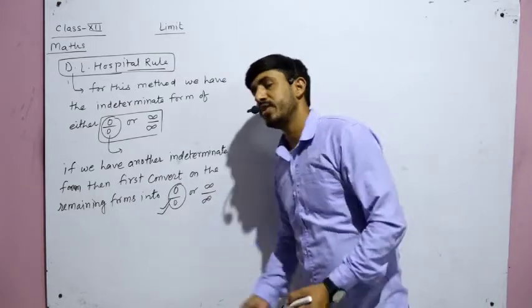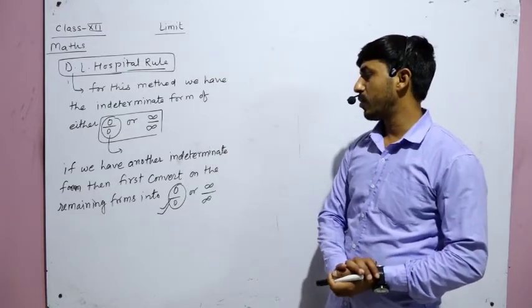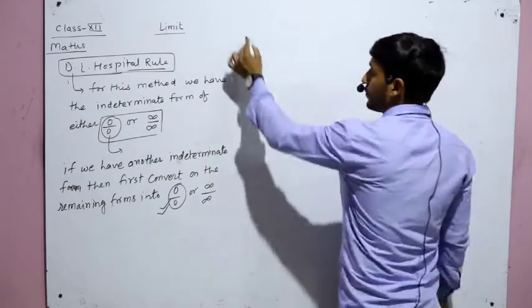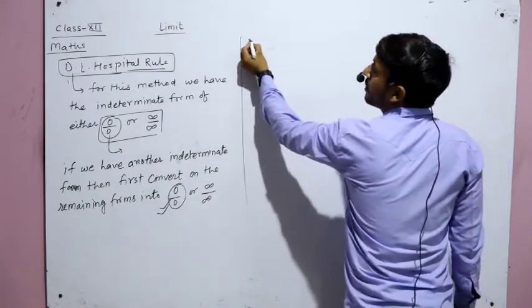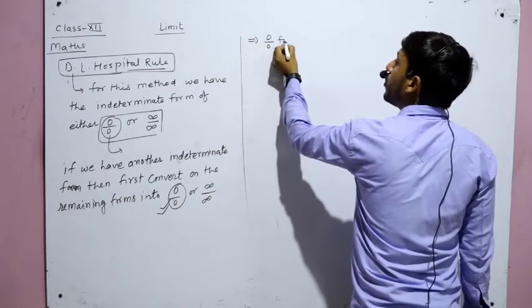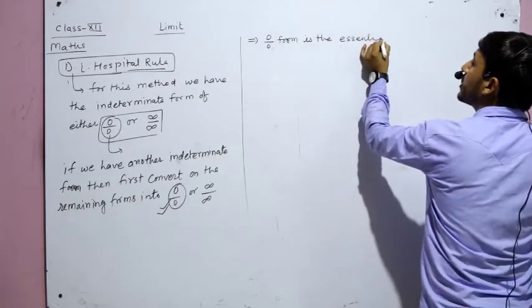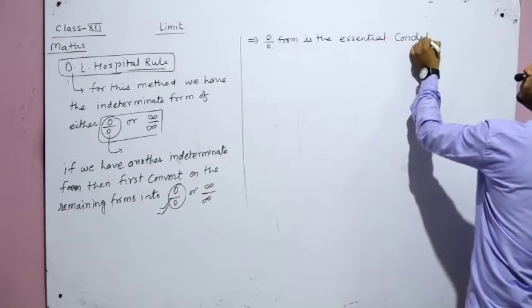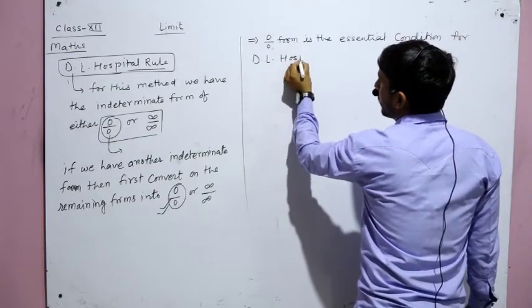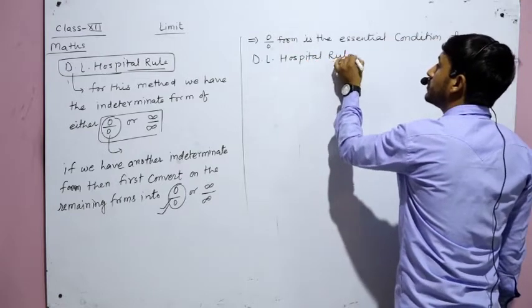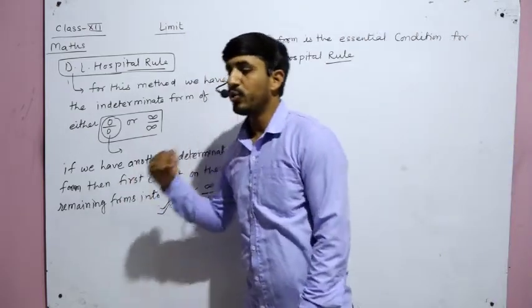0/0 is the basic fundamental indeterminate form needed for L'Hospital's rule. First we have to convert all the limits into 0/0. This is the essential condition to apply this rule. The 0/0 form is the essential condition for L'Hospital's rule. We have to remember this.